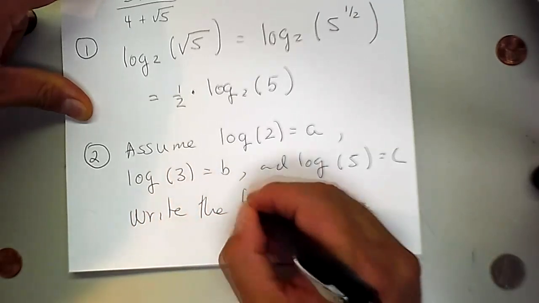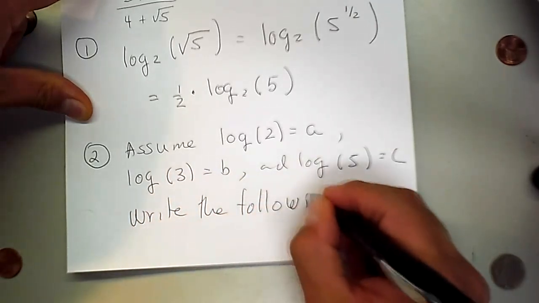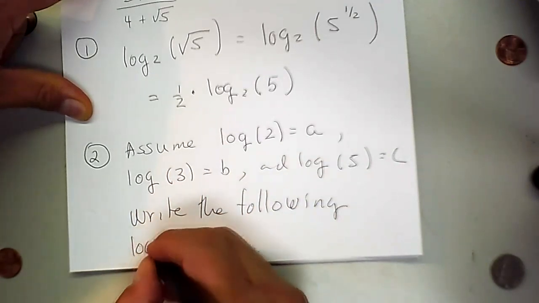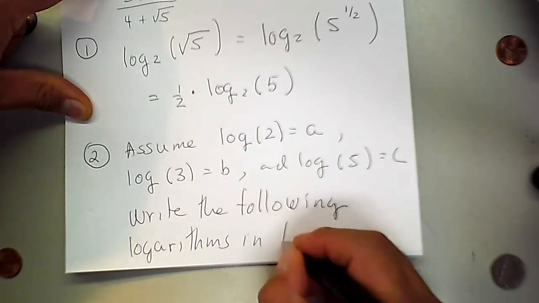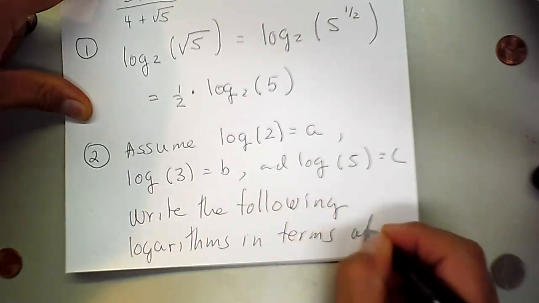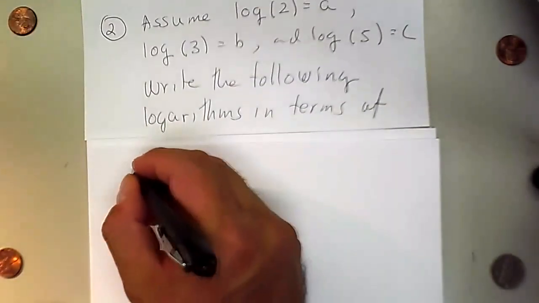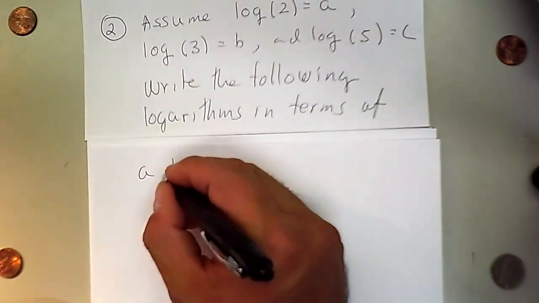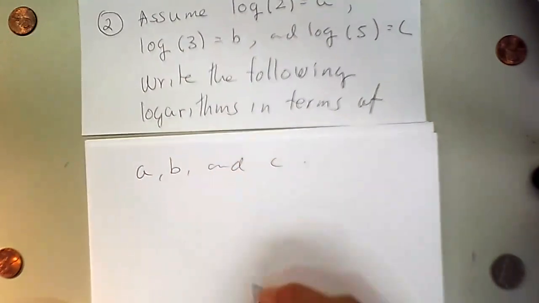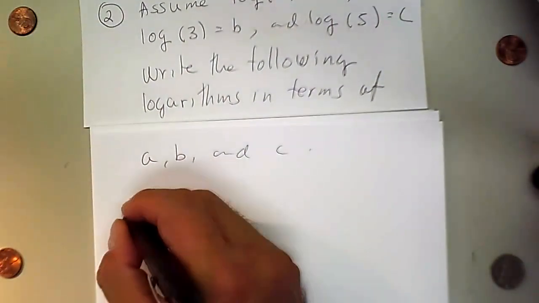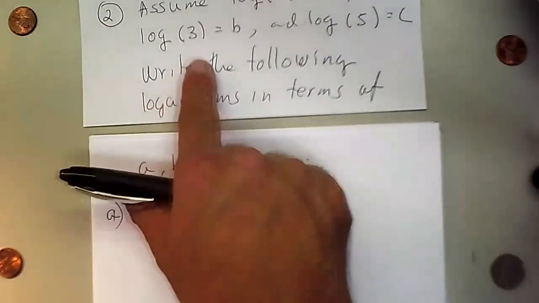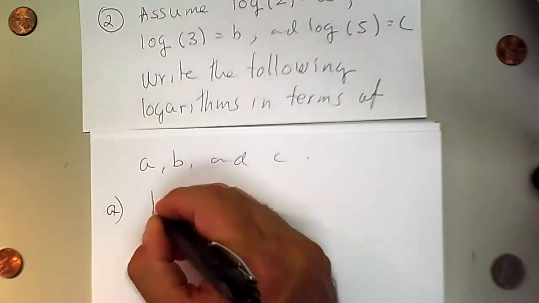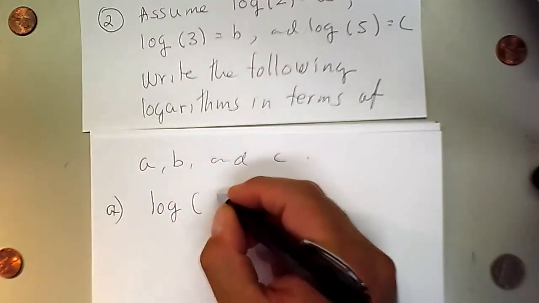Right? The following logarithms in terms of A, B, and C. Okay, so let's say we want to, example 2A, the logarithm of 10.